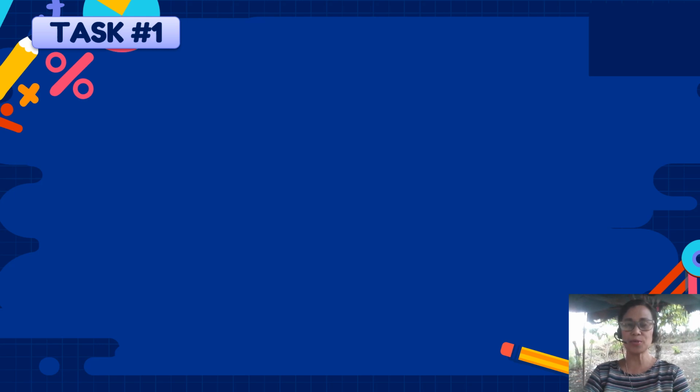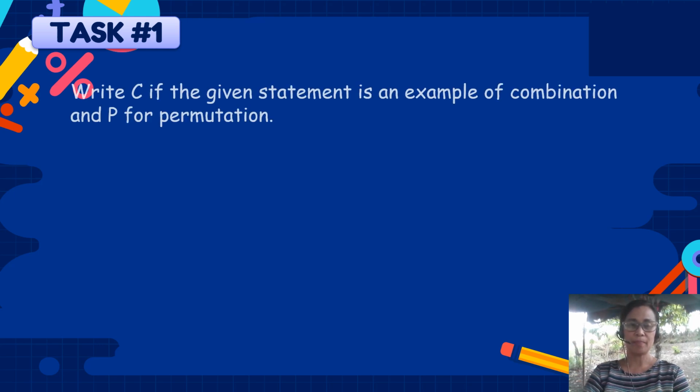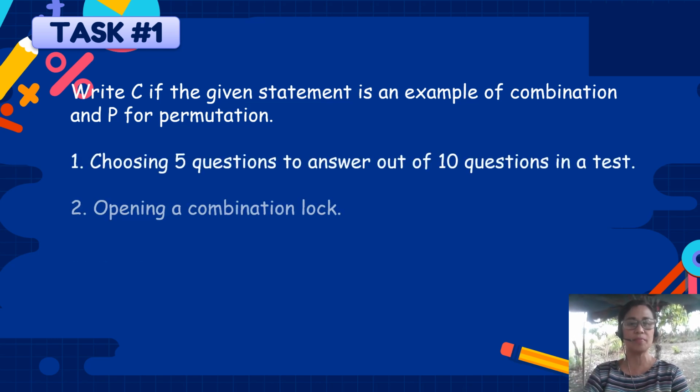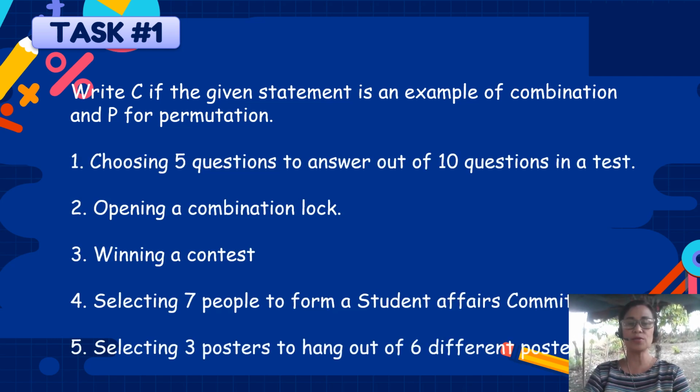Now it's time to check your understanding. Write C if the given statement is an example of a combination and P for permutation. So I have 5 different statements here. And you just write whether it is a C or a P. I'm going to give you 5 seconds to answer this.